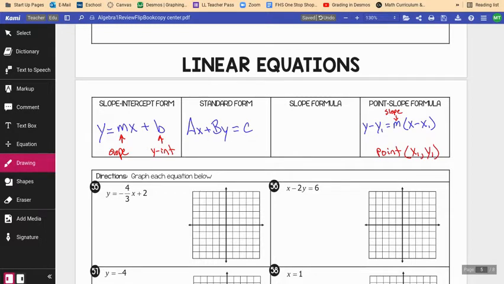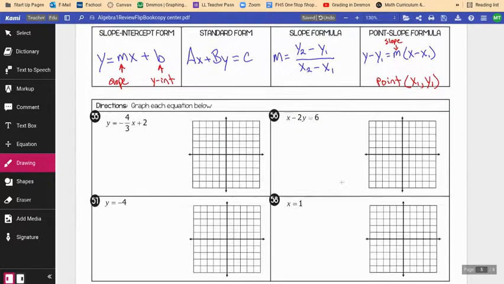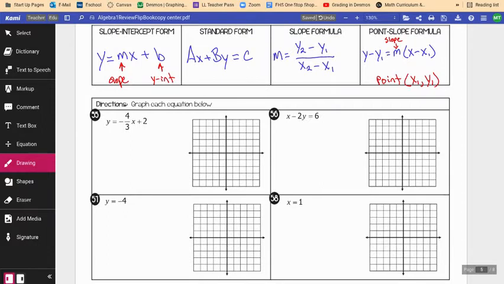And then, of course, the slope formula. So how do I find slope? I'm going to have y2 minus y1 divided by x2 minus x1. So basically, you need 2 points to find that slope if it's not written as slope-intercept form or point-slope form. All right, so let's talk about this. We have 4 examples down here.